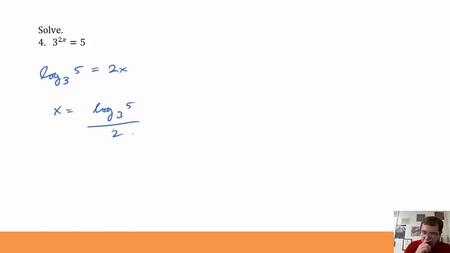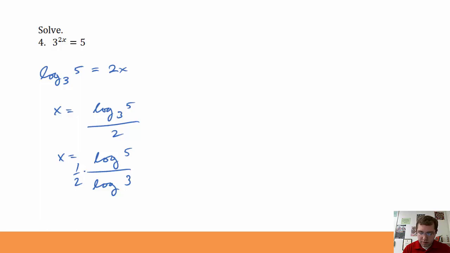Okay, well, the log base 3 of 5, I don't immediately know, so I'll do it on my calculator. So I'm going to have to do the log of 5 over the log of 3. So those are base 10 logs. And then I'll divide by 2. Remember, that is really just multiplying by 1/2.